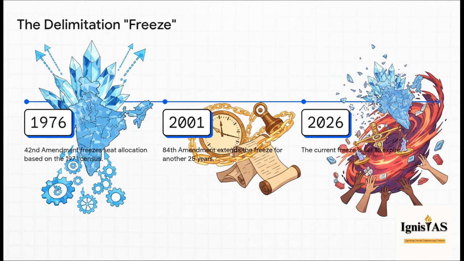So, to deal with this growing problem, a pretty drastic step was taken way back in 1976. The Constitution was actually amended to freeze the number of seats for each state based on the 1971 census. Now, this was supposed to be temporary, but the problem didn't just go away. So, in 2001, they hit the pause button again and extended the freeze. And that second extension, well, it's now set to expire after 2026.